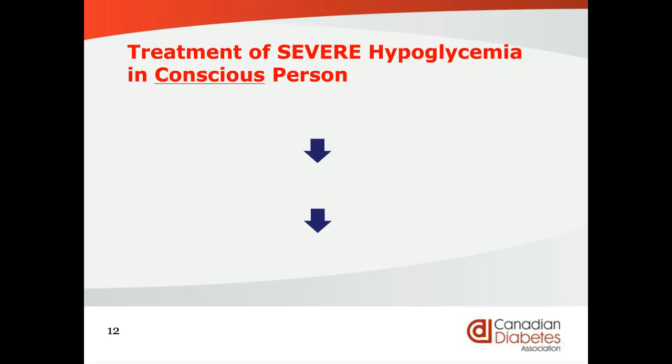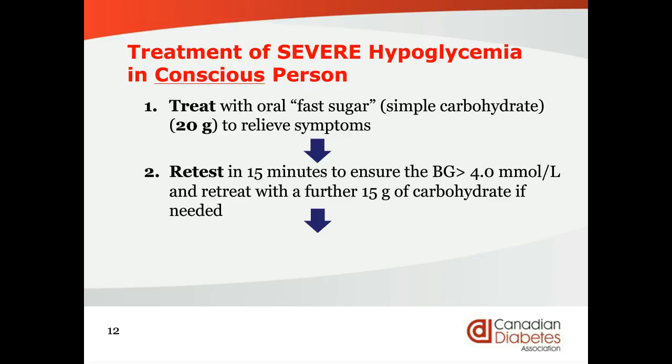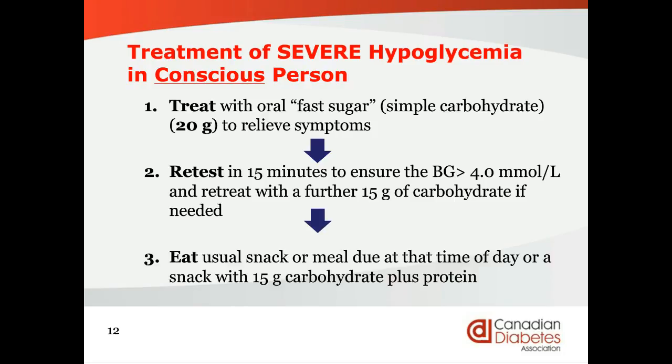So how do you treat a severe low? Because we were talking about mild and moderate. Now we're talking about a severe low in a conscious person, so someone who can speak to you. Well, you'll treat it with an oral fast sugar, simple carbohydrate, 20 grams to relieve the symptoms. Retest in 15 minutes, and you want to make sure that the blood glucose is greater than 4. If it's less than 4, you treat again with 15 grams of carbohydrate, and then eat the usual snack or meal due at that time, or have a snack that's 15 grams of carbohydrate plus a protein.